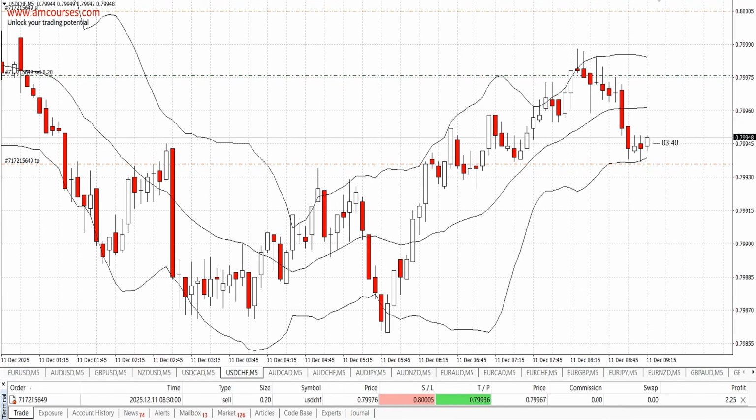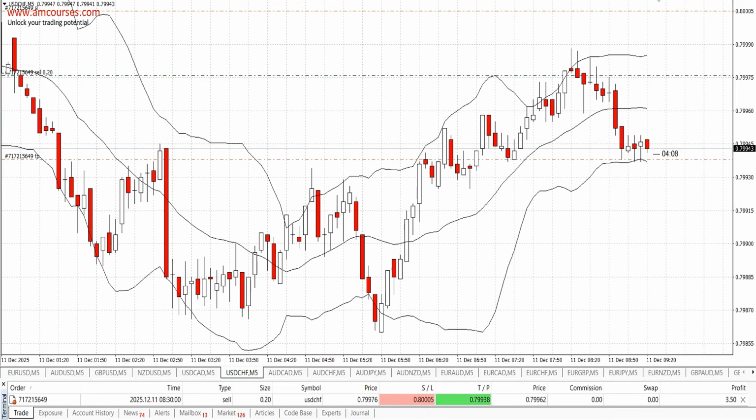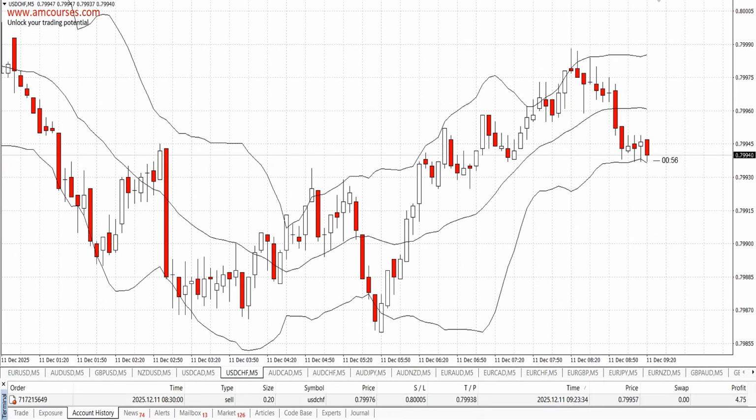As the candles continued forming, the price moved below the middle Bollinger Band and steadily approached the lower band. I allowed the trade to run naturally without making any adjustments, as the setup was already planned, with a clear SL and TP. In the final stage of the trade, the price continued moving lower and eventually reached the lower Bollinger Band, which triggered the take profit level.